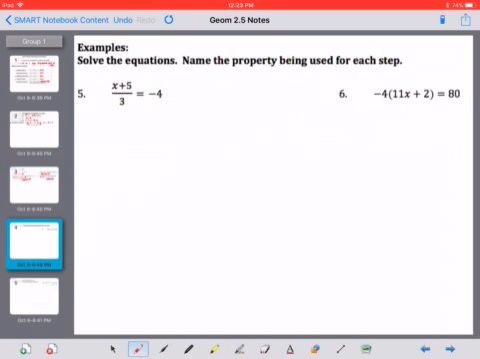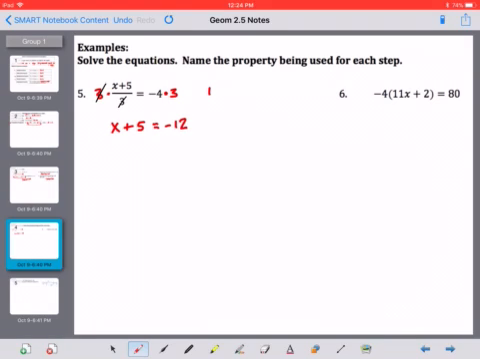Okay. All right, let's do a little practice of solving equations and then naming the property used for each step. So this is kind of the basic proof writing stuff that we're going to do quite a bit in this chapter. We're going to solve an equation and prove why we can solve it. So in number 5, we have (x + 5) divided by 3 equals -4. I don't like to have fractions, so I like to multiply to get rid of those. So let's multiply both sides by 3 so that these 3's will cancel. And we end up with x + 5 = -12.